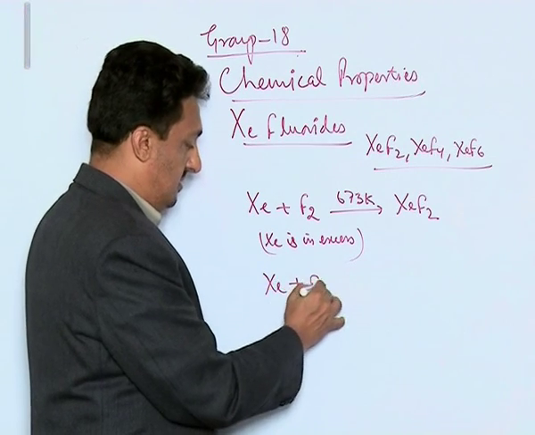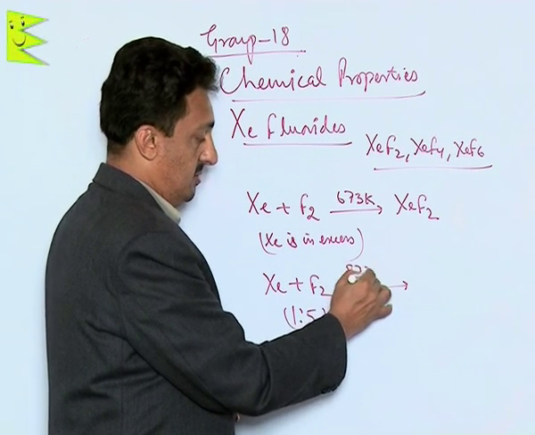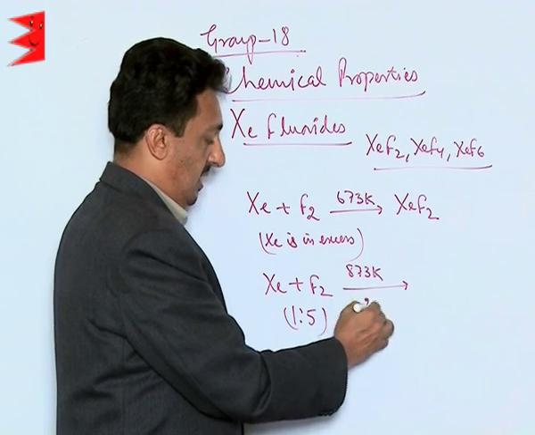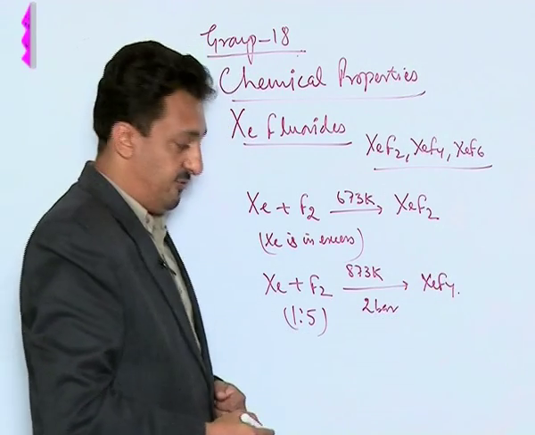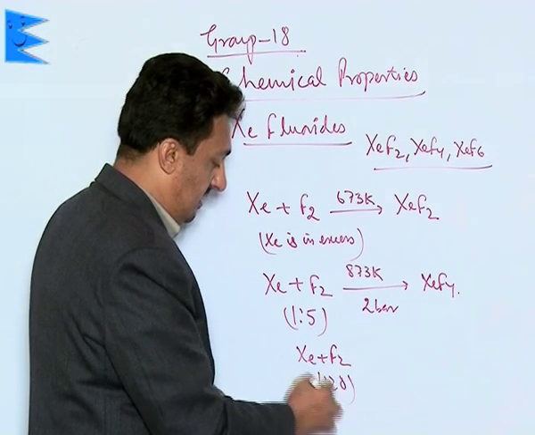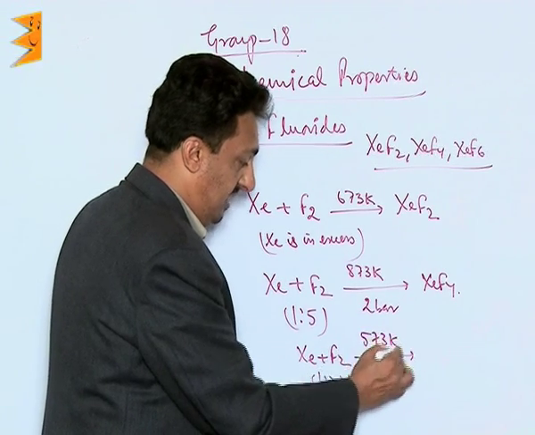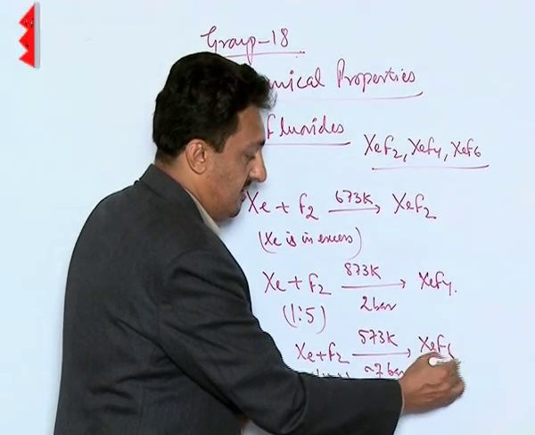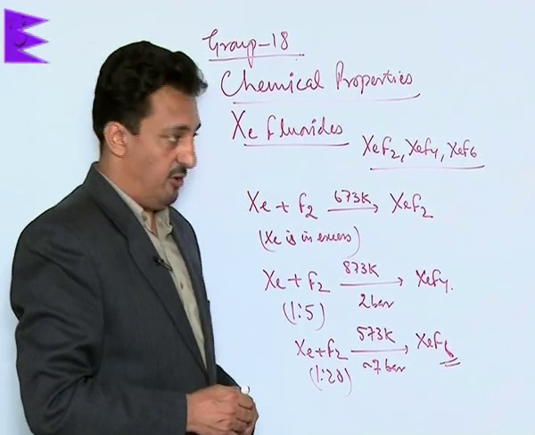When this xenon and fluorine are taken in 1:5 ratio at 873 Kelvin at around 2 bar pressure, we get xenon tetrafluoride. When this xenon and fluorine are taken in 1:20 ratio, that means fluorine is in excess, at around 573 Kelvin and at around 7 bar pressure, we get xenon hexafluoride. So this is how these three fluorides are formed.